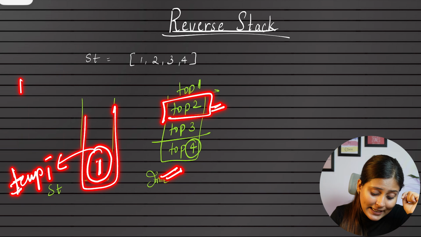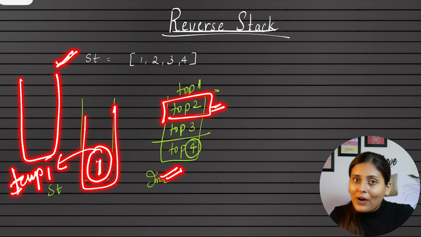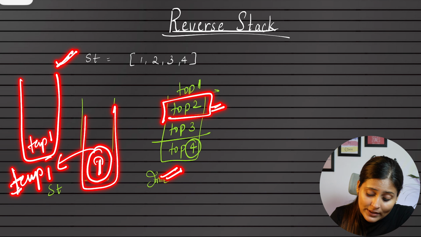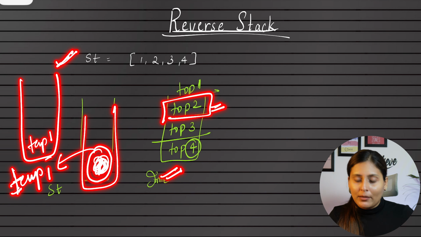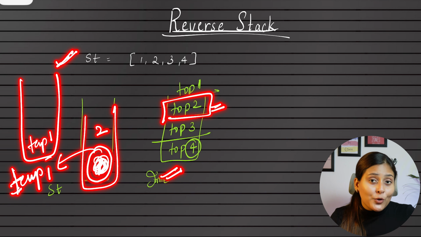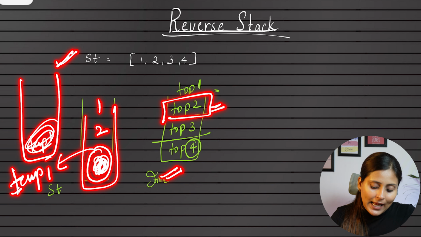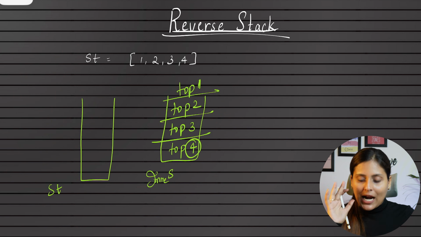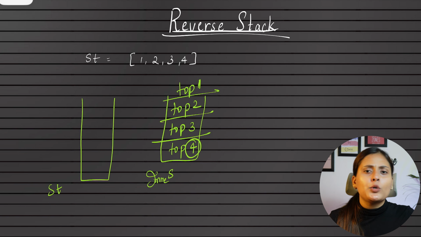So again, that inner stack of that second function will store temp 1. Correct? And now when the real stack becomes empty, we'll push this 2, and going back we will again pop this 1 and push it here. It might look messy, but don't worry, we'll start writing the code, then we will be able to understand what I am saying.